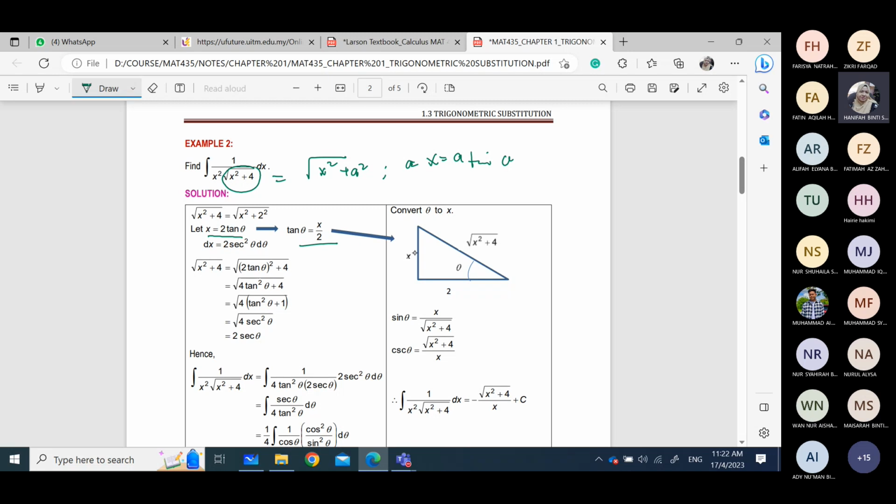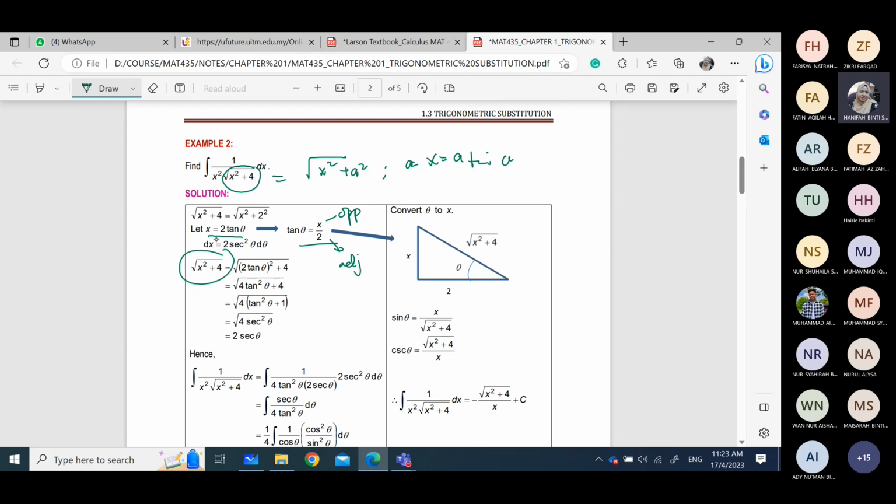So we draw a diagram. Tangent theta means opposite over adjacent. So this length is about x, the adjacent length here is 2, and the hypotenuse is square root x squared plus 4. Okay, so next we solve for this radical square root x squared plus 4.